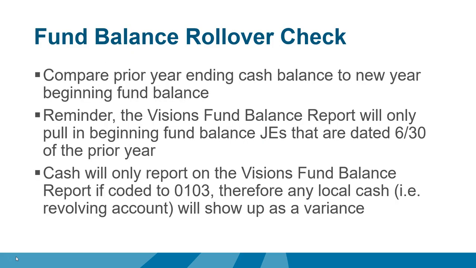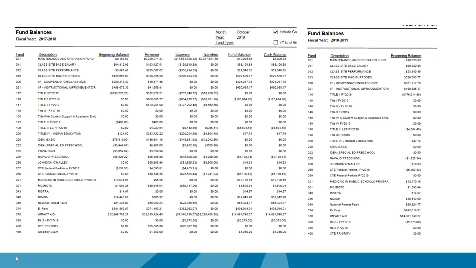Now that you've rolled your fund balances, this is an opportunity to check the records and verify that everything came over correctly. So we're going to do this by checking a couple of different items, and I'm going to show you this in an actual fund balance report. First, we're going to compare that our ending cash balance in the prior year, in this case FY 17-18, now matches our beginning fund balance in the new year in 18-19. So that's the first item to check.